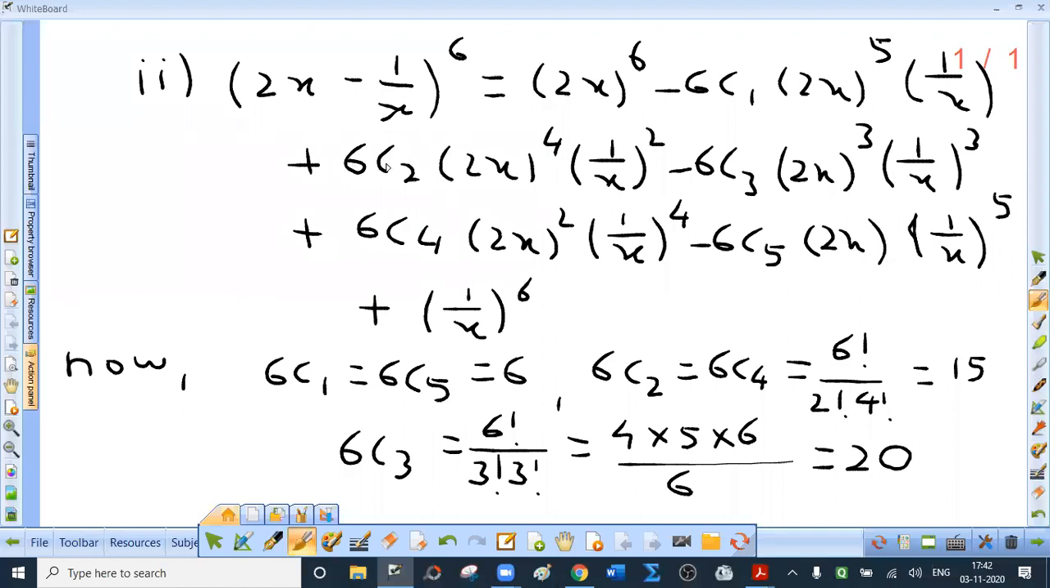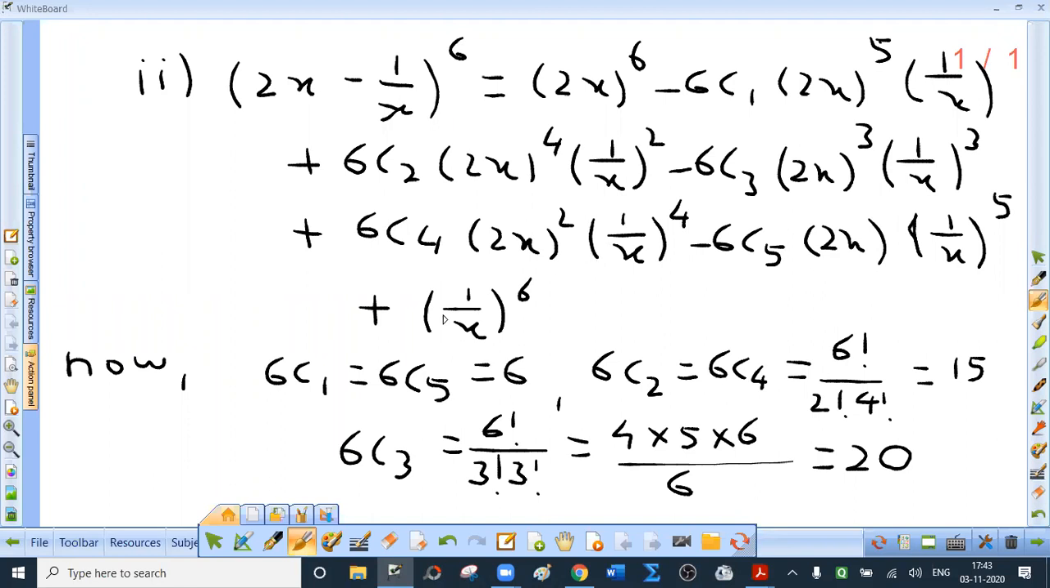Second, (2x minus 1 upon x) raised to 6. So there is negative sign in between. So the terms are alternately positive and negative. So (2x) raised to 6 minus 6C1 (2x) raised to 5. Now many students ask me, sir, why not to write minus 1 upon x? See, that minus I have written here. And in the next term, minus 1 upon x square is plus. And that is why I'm saying terms are alternately positive and negative. Okay. So these are the 7 terms in the expansion.